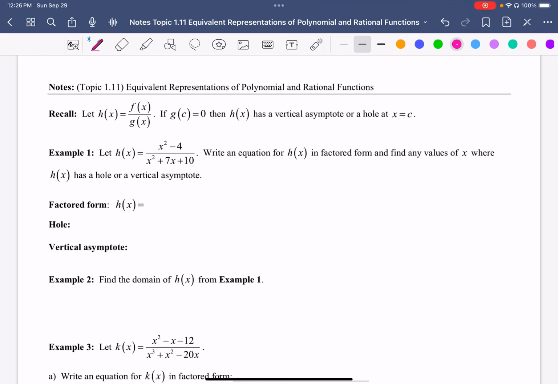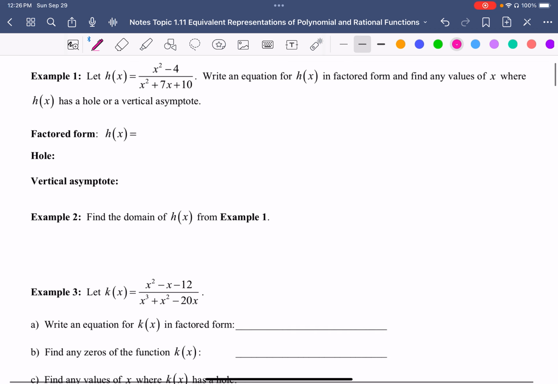Today we're going to be doing topic 1.11, equivalent representations of polynomial and rational functions. Let h of x equal f of x divided by g of x. If g of c equals 0, then h of x has a vertical asymptote or a hole at x equals c. Example 1: let h of x equal x squared minus 4 divided by x squared plus 7x plus 10.